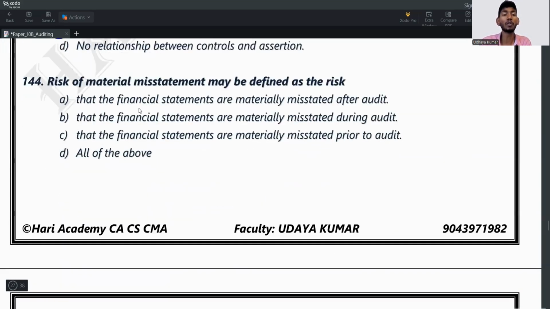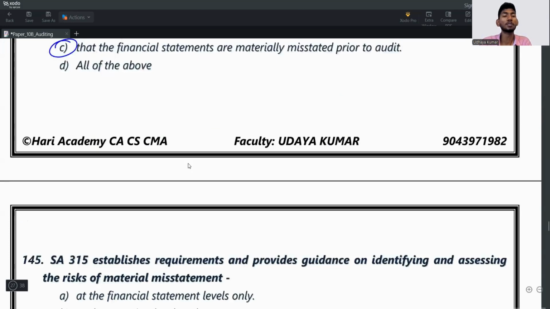Moving to question 144: risk of material misstatement may be defined as the risk that the financial statements are materially misstated after the audit? No. During an audit? No. Prior to the audit. Because prior to the audit only, the financial statements are materially misstated. So option C is the right option.